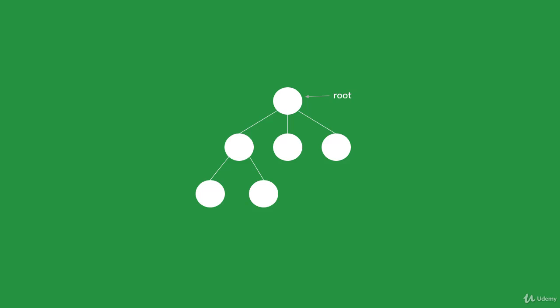Also, every node can have something called a child. A child is the node directly under its parent, and a child node can also have children. For example, the first node in the second row has two children, and if a node has no children, it's called a leaf. Now, let me show you what these nodes look like inside.